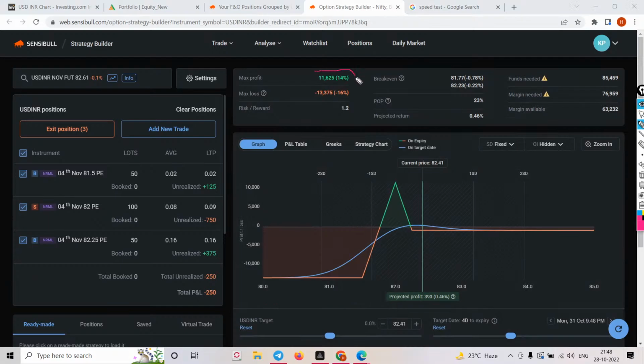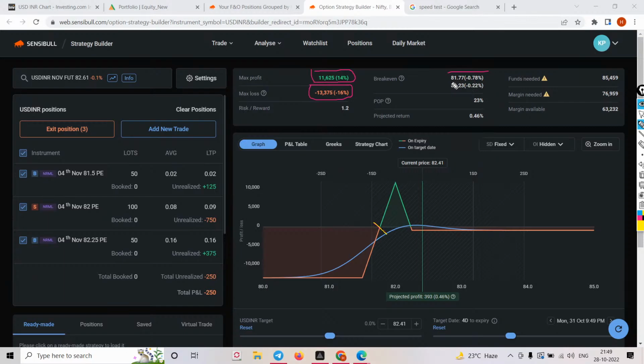I have 14% of profit here. This 16% of loss is only when USD INR crosses this 7-8%, meaning my loss will start from here. My loss starts from this point, friends, this point. Sorry, I'll take the yellow. Okay, so now what is that?